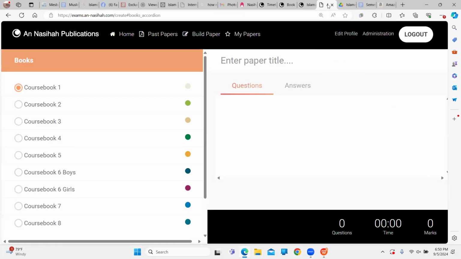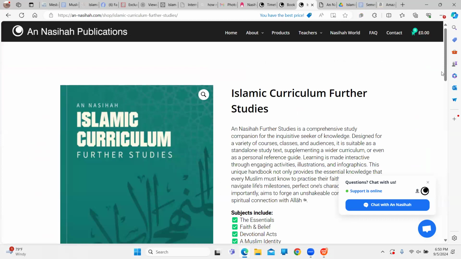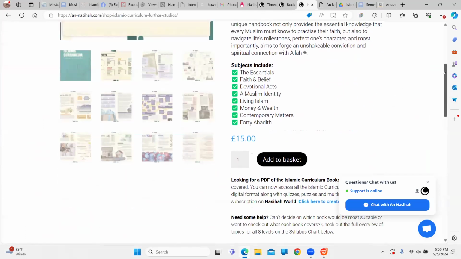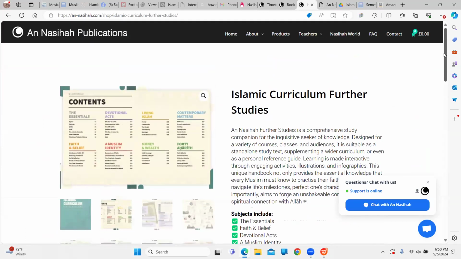Then we have what we call An-Nasiha, further studies. Further studies means children who are, let's say, 14 years old, 14, 15, 16, 17, 18, 19, 20. If you teach them this stuff, they get bored. So for them it is more advanced. For them, we have this book called Further Studies.